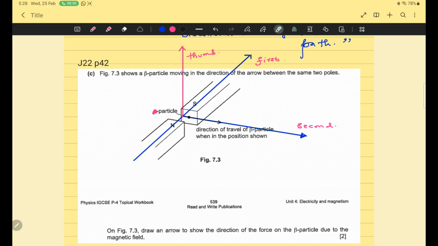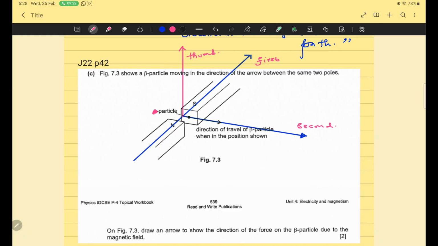Pavitra, can you apply Fleming's left-hand rule and check whether Atif is correct or I am correct? My first finger is from north to south. This is north, this is south. This is my first finger. Then my second finger points in this direction because the charged particle is moving in this direction. But Pavitra, where is your thumb? Upward or downward? It is upward. Okay.